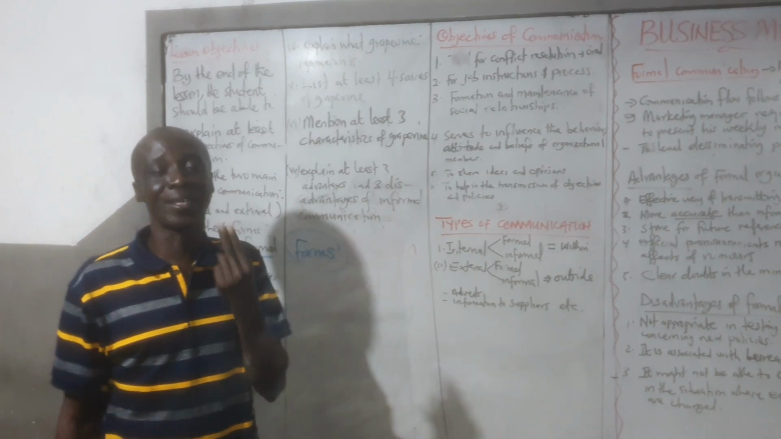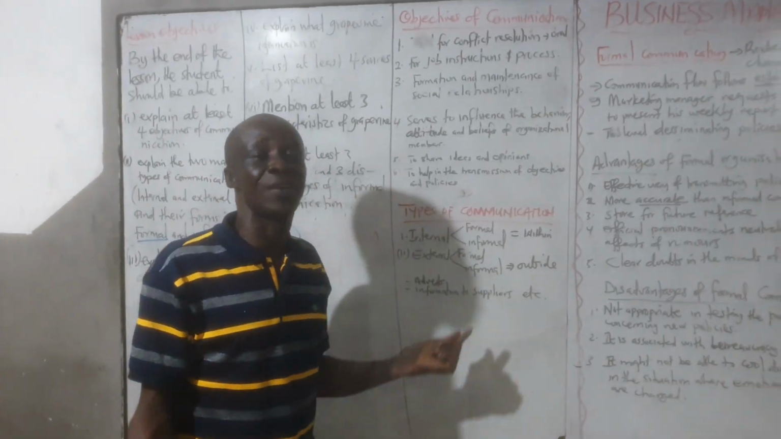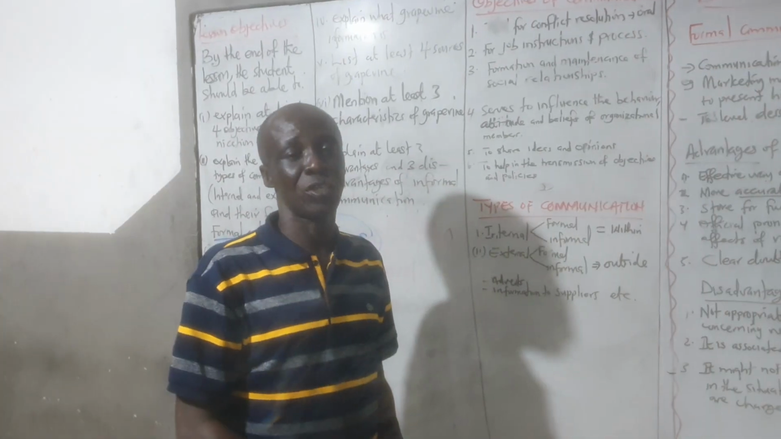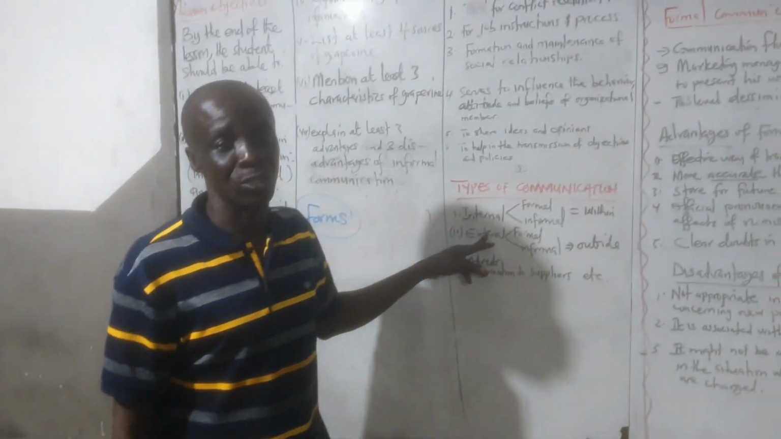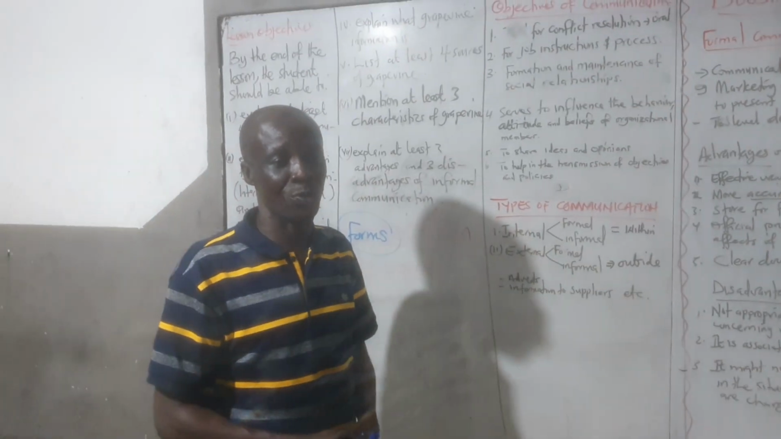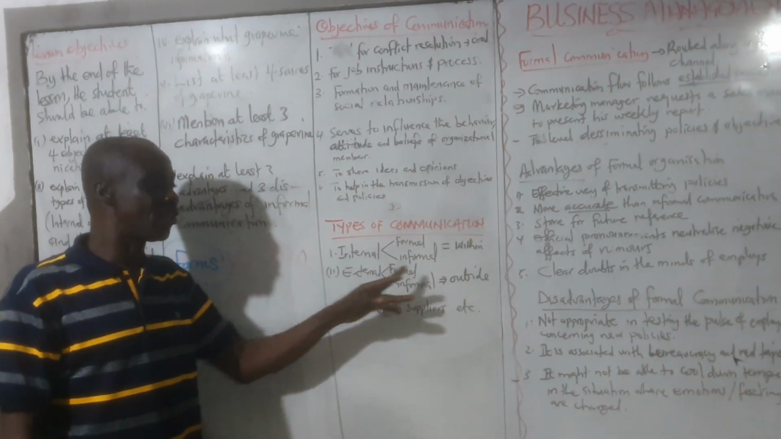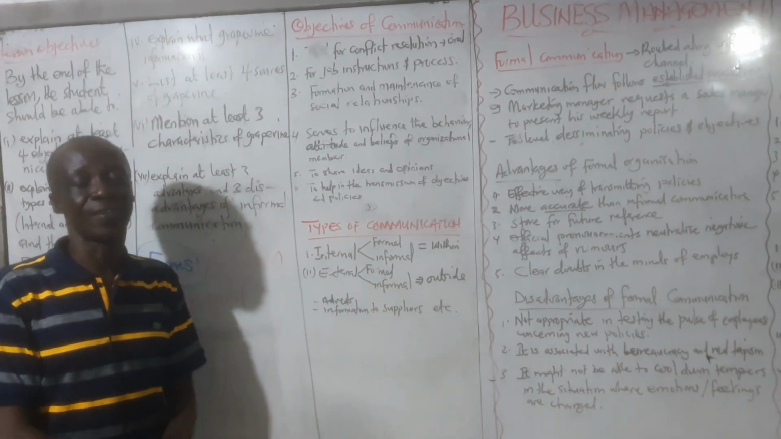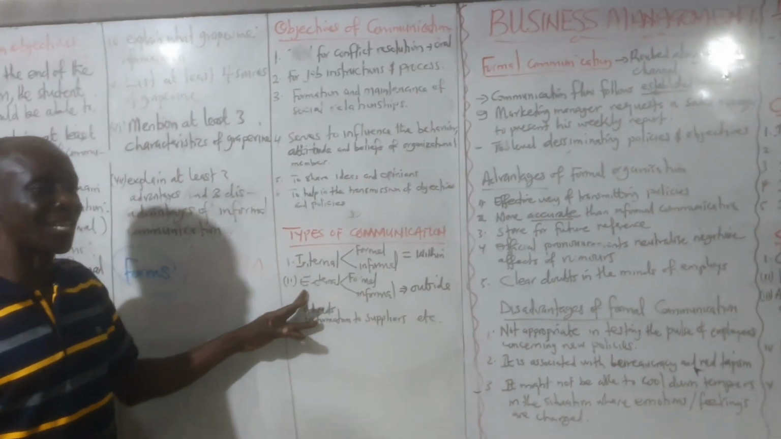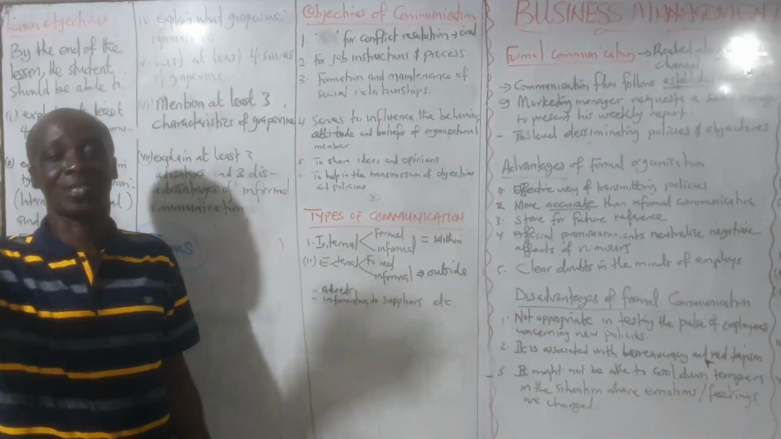There are two main types. Either it is internal communication or external communication. So these are the two main types of communication. When you say something is internal, you know it means it is within. When you say something is external, you know it means it is outside.